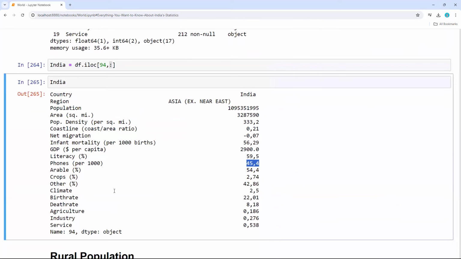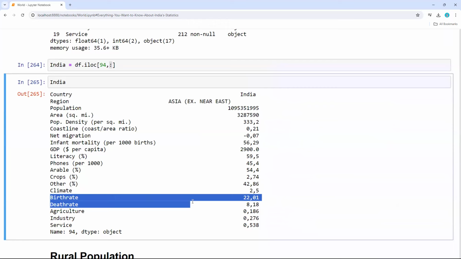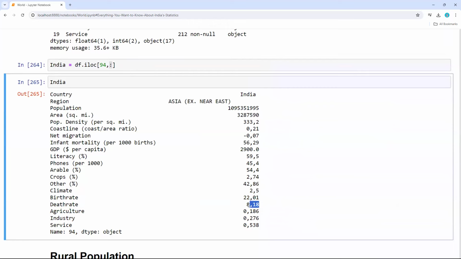It could be like birth rate is 22.01%, and death rate is 80.18%. So this is the 2001 data.